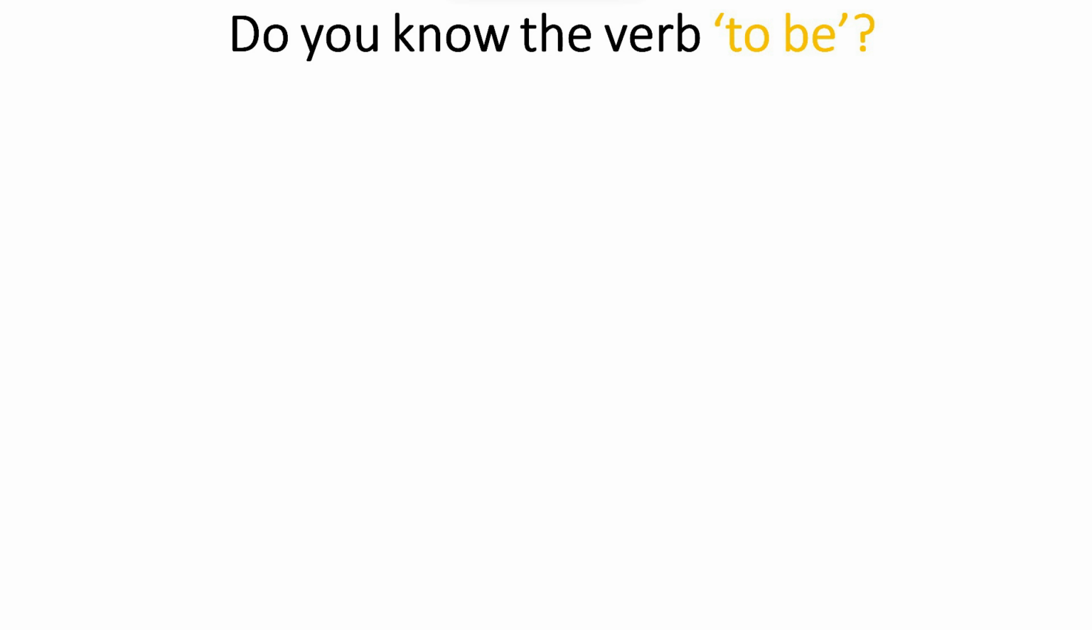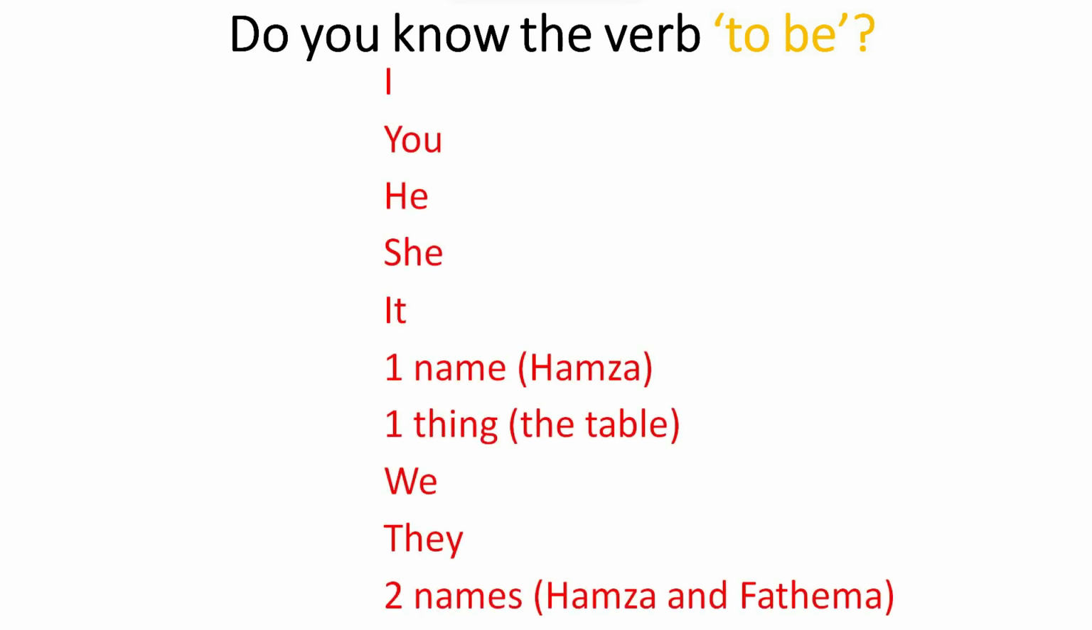Firstly, we need our subjects. Subjects come at the start of a sentence and are usually one of these words: I, you, he, she, it. One name, for example, Hamza. One thing, for example, the table. We, they, or 2 names, for example, Hamza and Fatima.